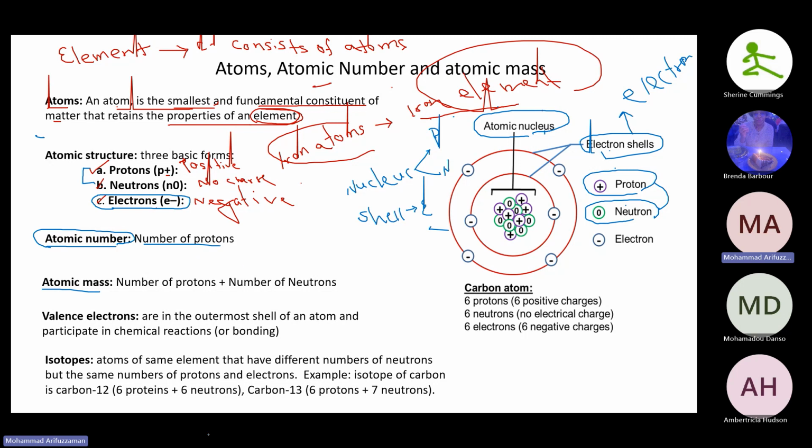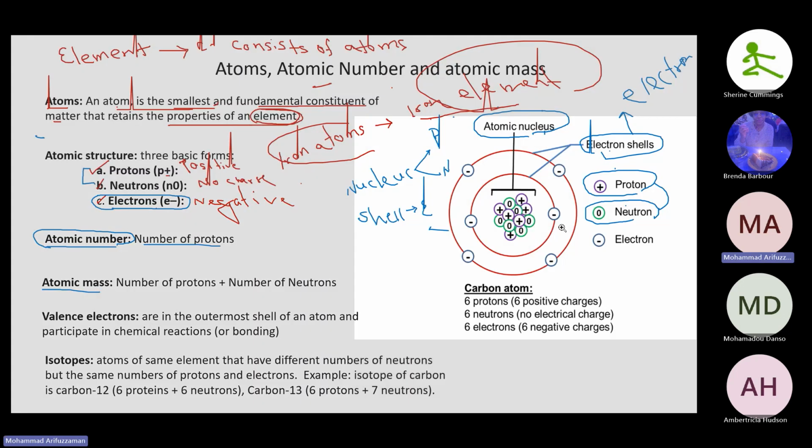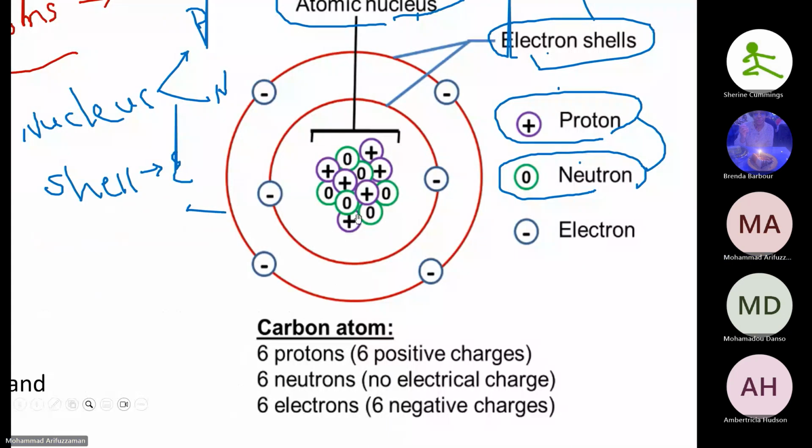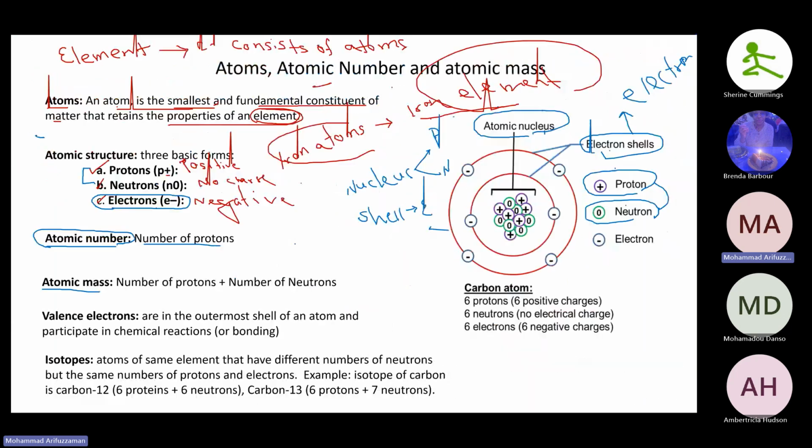Now you can see here, can you answer the atomic number of carbon? What is the atomic number of carbon? It's 6. How do you know it's 6? Yes, there are 6 protons. You can see the purple color: 1, 2, 3, 4, 5, 6. So there are 6 protons. So the atomic number of carbon is 6. So what is the atomic number? The number of protons.